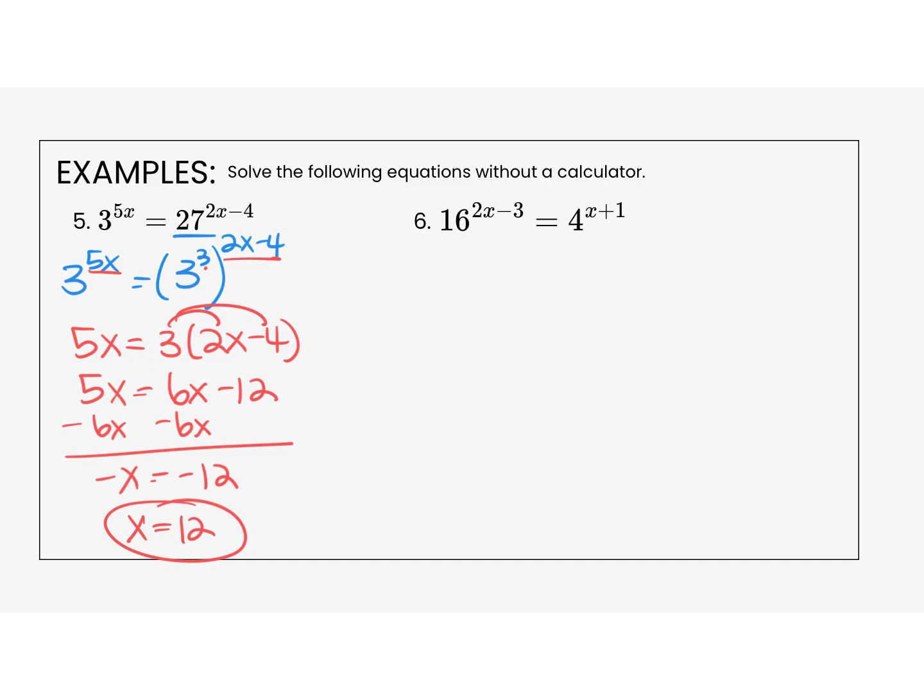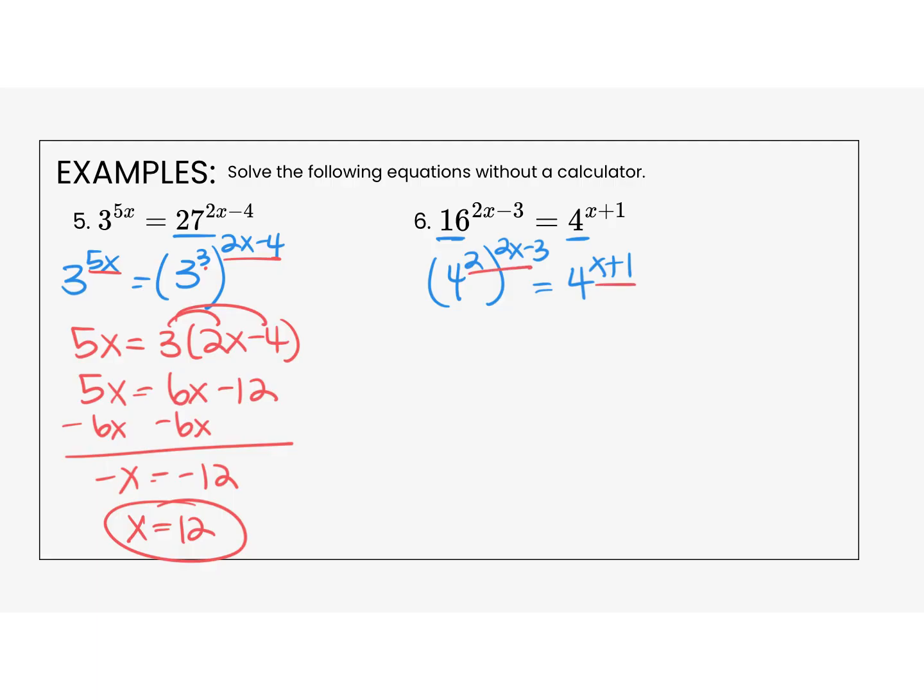Number 6, I have 16 to the 2x minus 3 equals 4 to the x plus 1. So again, I'm not going to change this, but I can change 16 to 4 to the second power. And that's still to the 2x minus 3 equals 4 to the x plus 1.